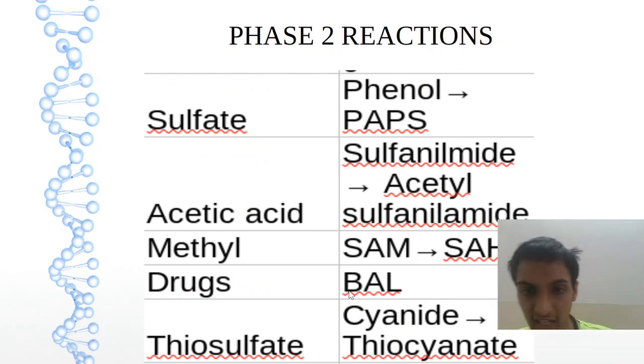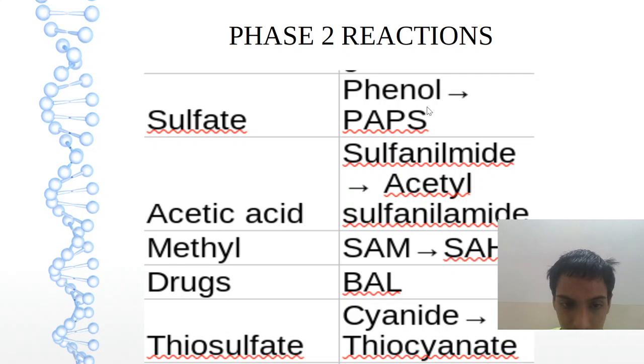Next, sulfate. Best example is phenol to PAPS. Okay. Acetic acid is the acetylation of the sulfanilamide. That is the B12 antagonist, sulfanilamide. Okay. Methyl, the second step of the SAM cycle, SAM to SAH, methyl acceptor.